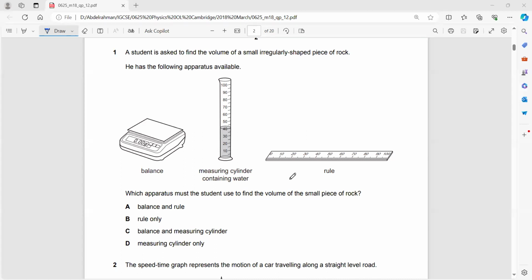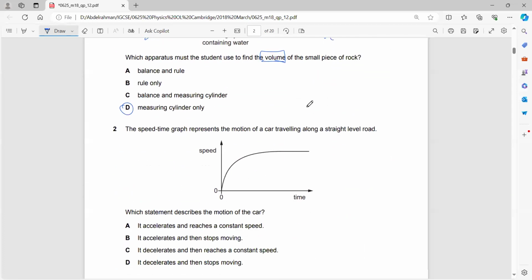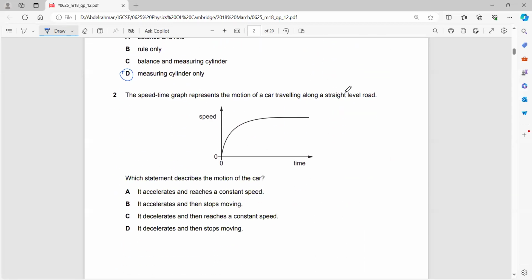He needs to find the volume. Do I need the balance? No, I don't need the balance. I do not need the ruler. I only need the measuring cylinder and some water. Okay, yes, D.